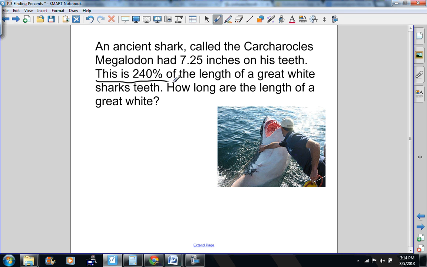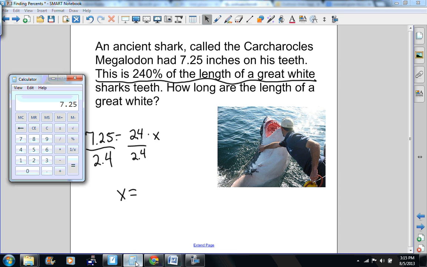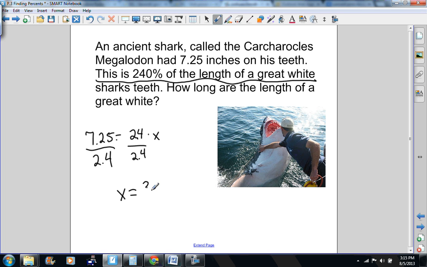So the key sentence is here. So this is referring to 7.25 is equal to 2.4 times x. That should be 2.4. 2.4 times x. Well, I got to divide. So x equals 7.25 divided by 2.4, which is 3 inches about.